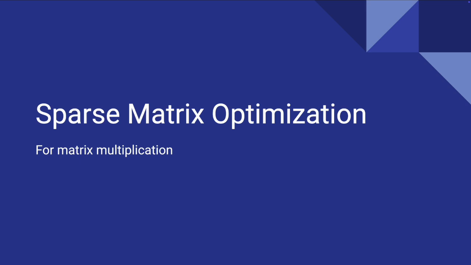Sparse matrices are super useful in many areas because they let you work with data that's mostly zeros without wasting space or time. In machine learning and data science, they're great for things like text analysis and recommender systems, where most items don't get interacted with.